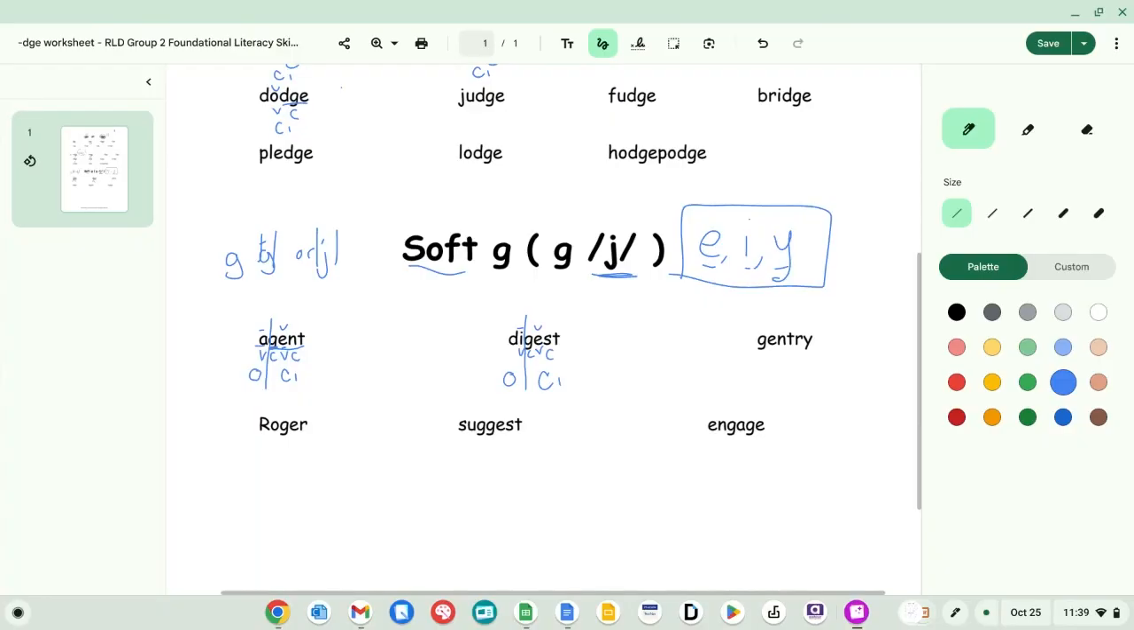But now again, you want to bring that attention to that G there, and what letter comes right after it? It's that E, so that G is going to make the J sound. So this word is read digest.